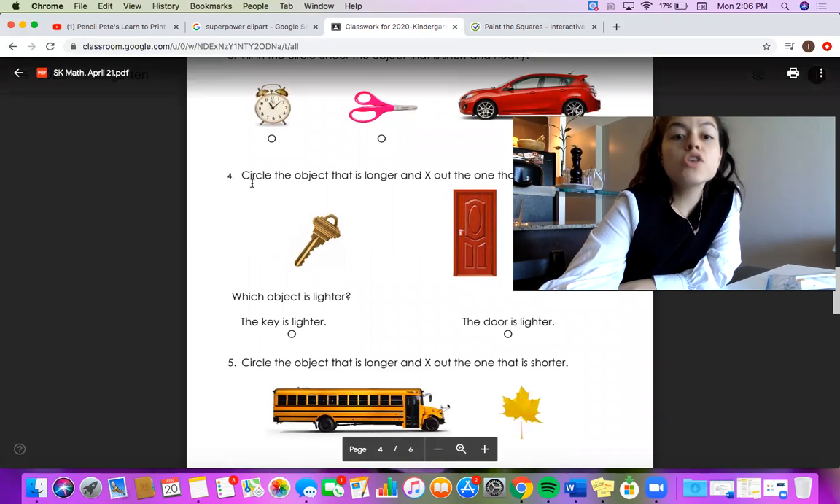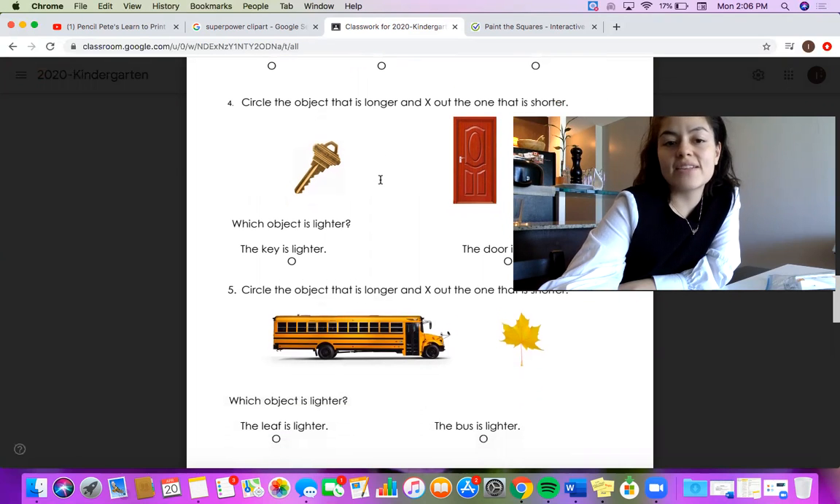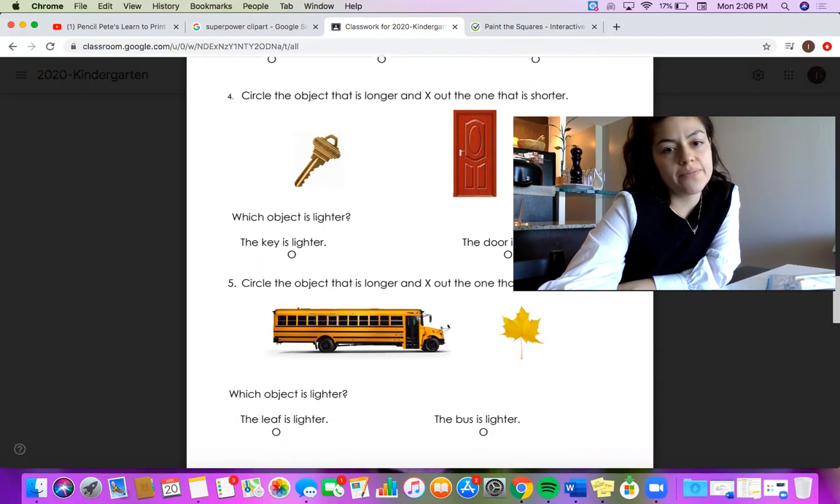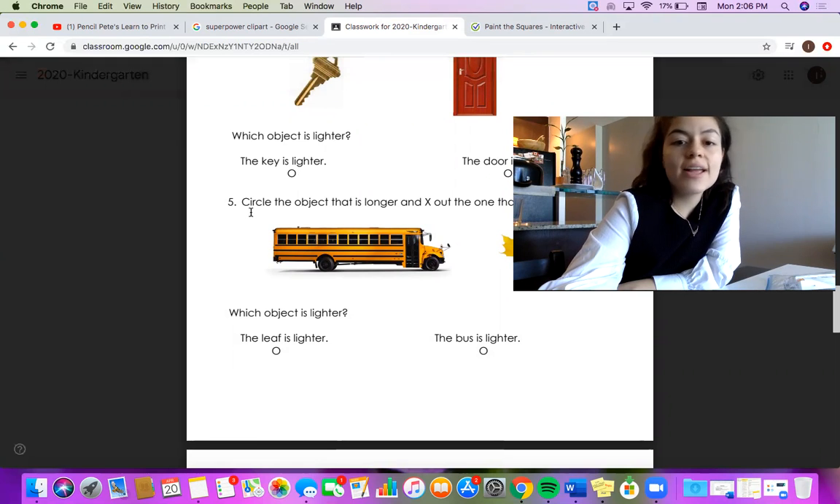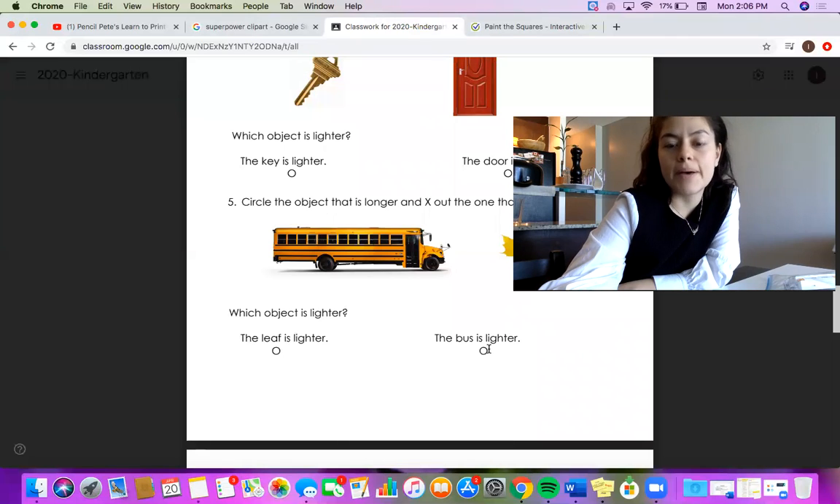For number 4, circle the object that is longer and X out the one that is shorter. Then answer, which of the 2 objects is lighter? The key is lighter or the door is lighter? For number 5, circle the object that is longer and X out the one that is shorter. And then answer the question, which of these 2 objects is lighter? The leaf is lighter or the bus is lighter?